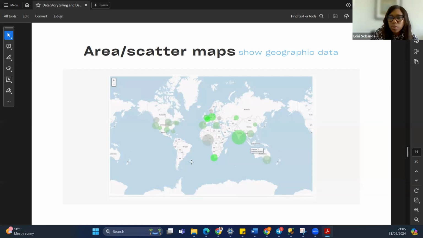What kind of product are we selling more in that area? Who are our top customers in that area? Who are my top relationship or business managers in that area? So it's a fantastic visual to show geographical data.